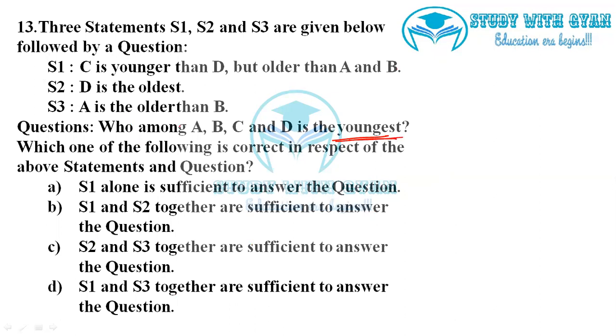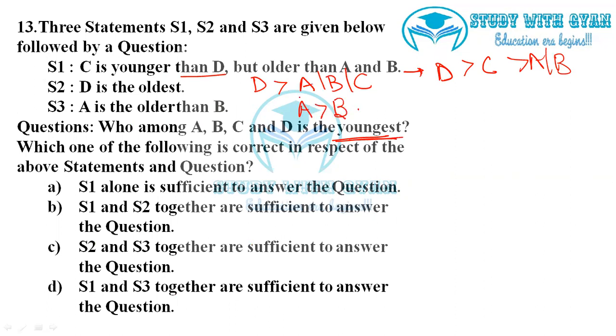Okay. So in statement 1, C is younger than D. Okay, fine. So C is younger than D, but older than A and B. You can just write it like this. So this is your first statement. In statement 2, D is the oldest one. That means you can say D is the oldest one. And in statement 3, A is older than B. So these are the 3 statements basically given here.